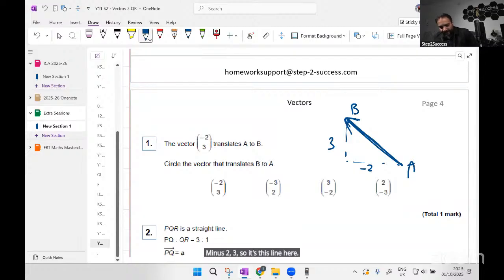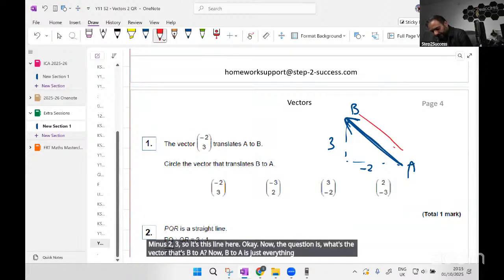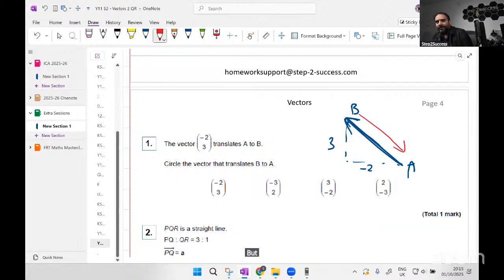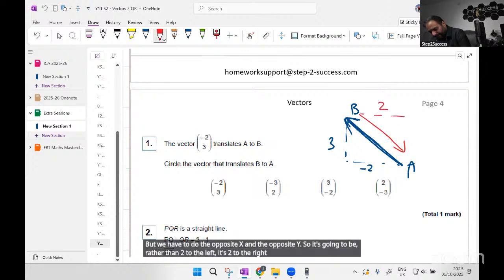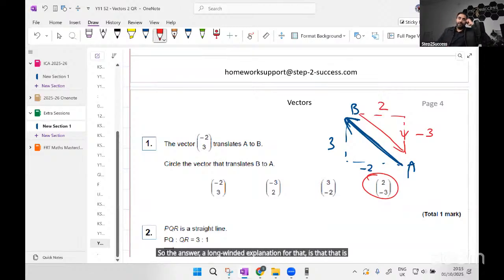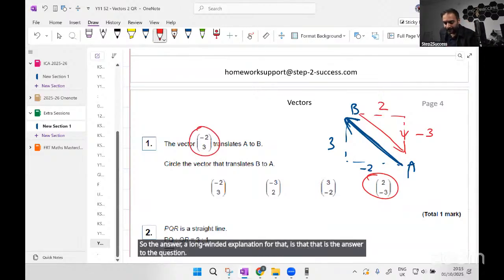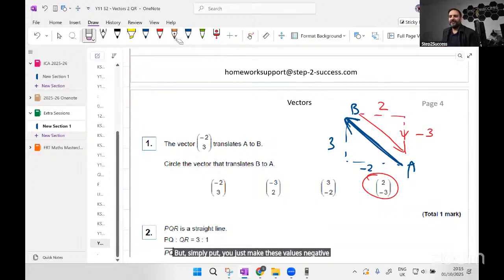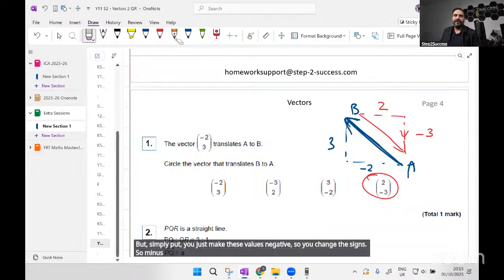Okay. Now the question is, what's the vector that's B to A? Now B to A is just everything in the opposite direction, but we have to do the opposite X and the opposite Y. So it's going to be, rather than 2 to the left, it's 2 to the right, that's positive 2. And rather than 3 up, it's 3 down, so it's minus 3. So the answer, a long-winded explanation to that, is that that is the answer to the question. But simply put, you just make these values negative. So you change the signs. So minus 2, 3 becomes 2, negative 3.